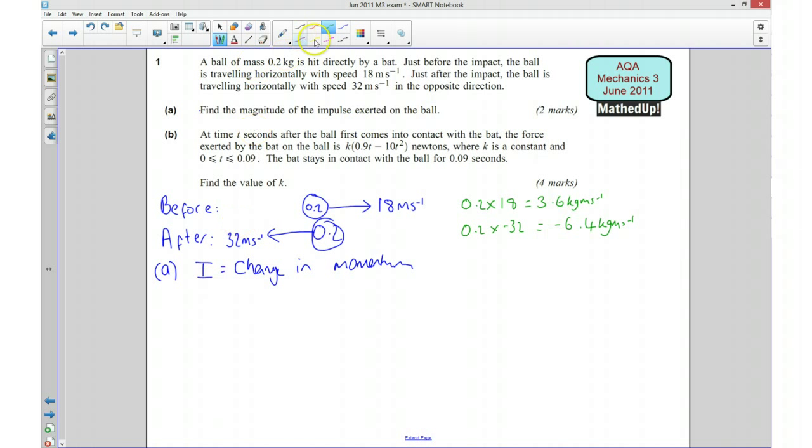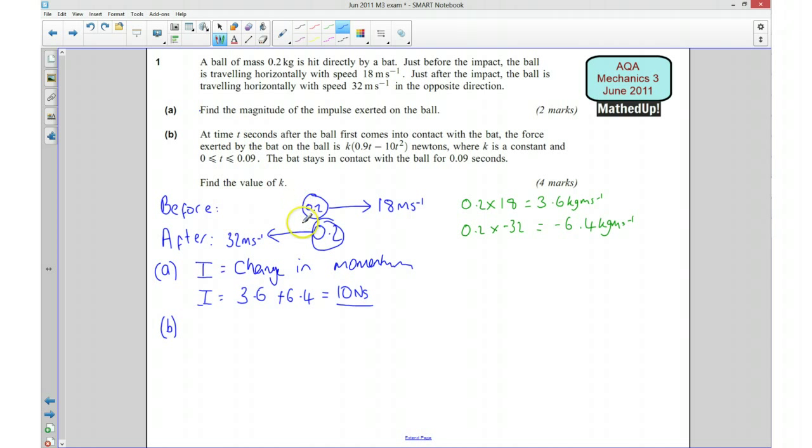So our change in momentum is going to be 3.6 take away negative 6.4, so it's going to be plus 6.4, and that gives us 10, and our units here are going to be Newton seconds. Okay, so that there is going to be the magnitude of our impulse.